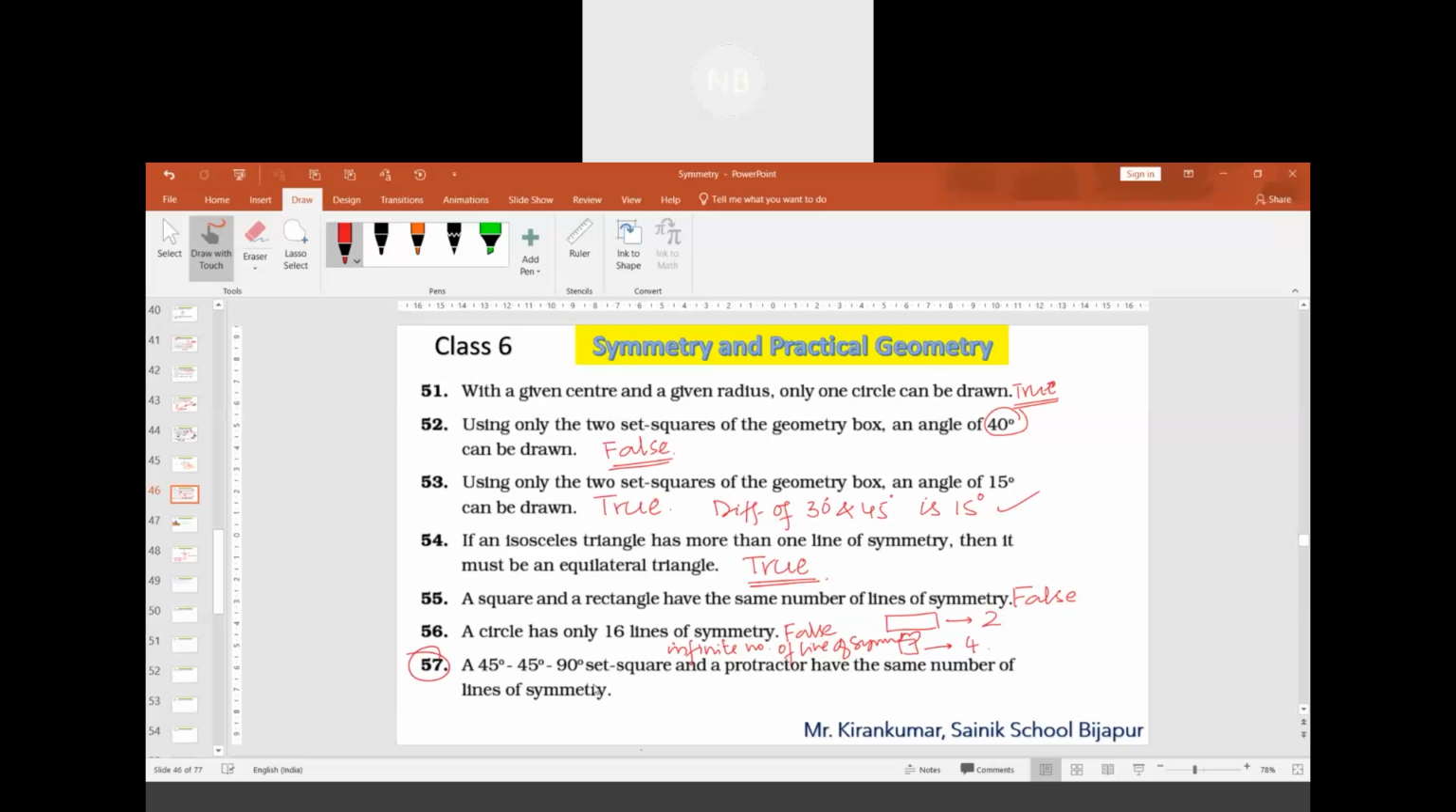Statement 57: A 45 degree, 90 degree set square and a protractor have the same number of lines of symmetry. True, sir. In this there is one line of symmetry. In a protractor also there is one line of symmetry. Since one line of symmetry is there in both, the statement is true.